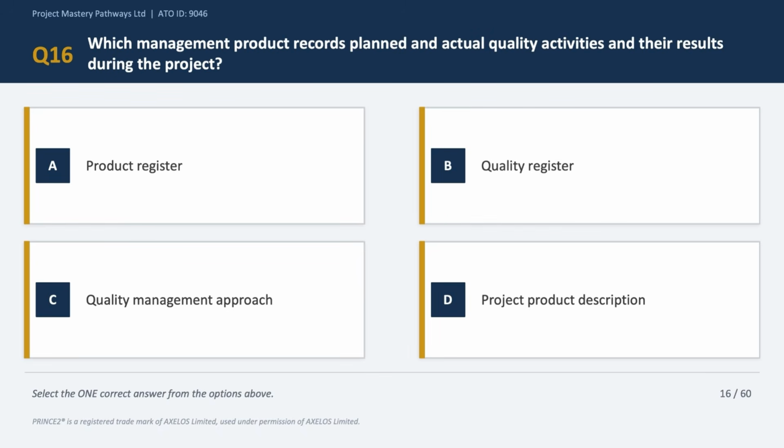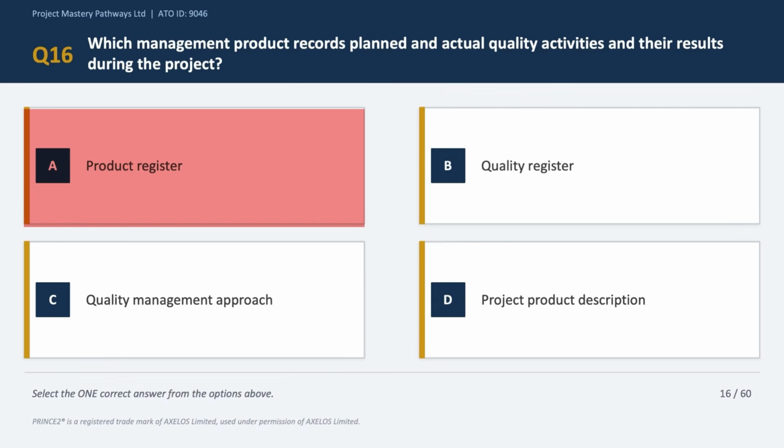Right, so let's move on to question number 16. And here we are testing your knowledge of quality related management products. Now note the question says records planned and actual quality activities and results. Now that phrasing is your clue to the correct answer choice. Option A says product register. Now the product register records the status of all the products in a project. It does not specifically record quality activities and results. So option A is incorrect.